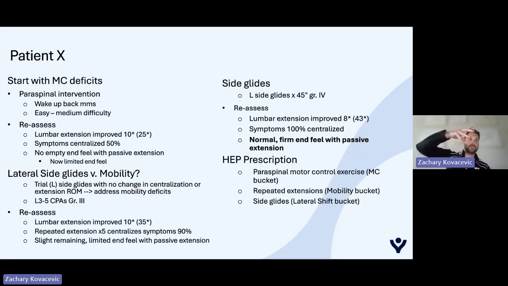I reassess passive extension, and holy cow, it's a firm, normal capsular end feel, meaning that I've attained full lumbar extension in this individual. But now I want them to keep it. I want them to keep this 100% centralization. I want them to feel great when they come in for their next visits. We can focus on continuing other things along the progressive ladder.